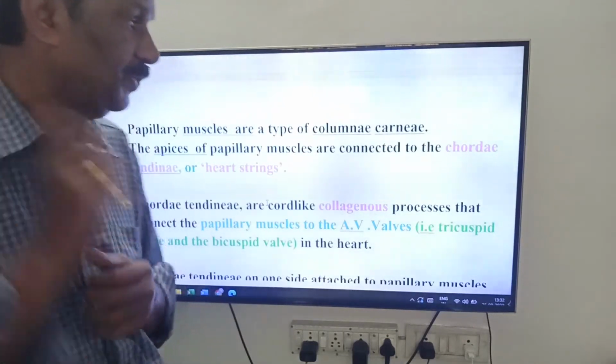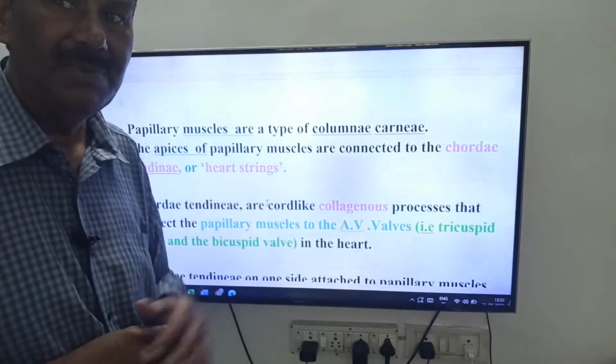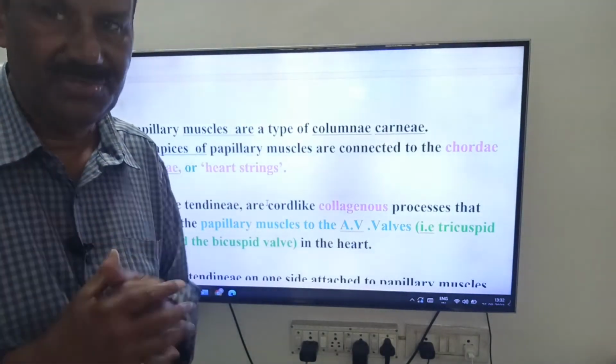Cord-like collagenous process that connects, see friends, the papillary muscles to the AV valves.